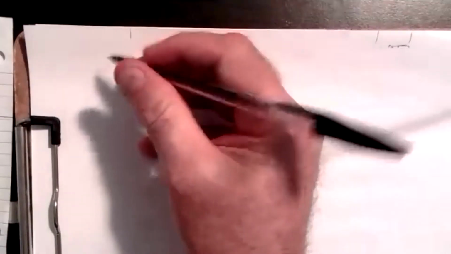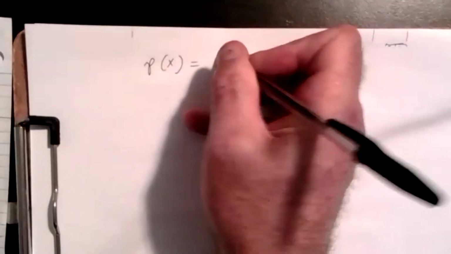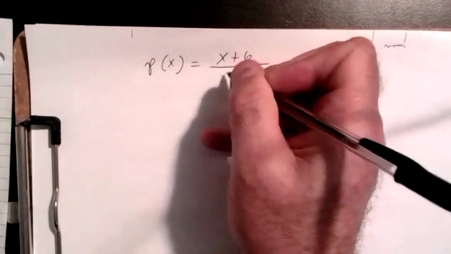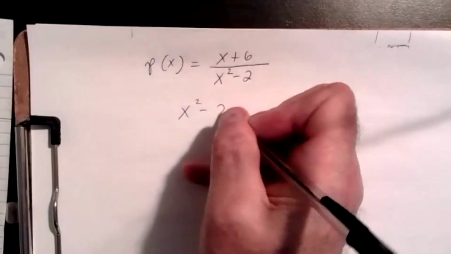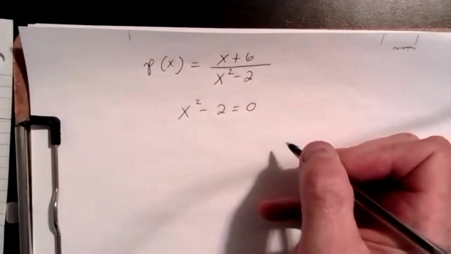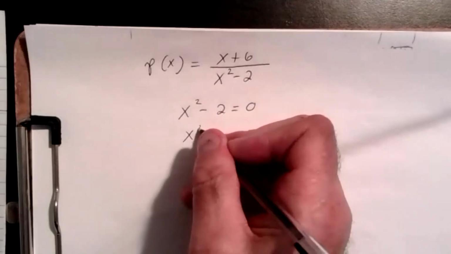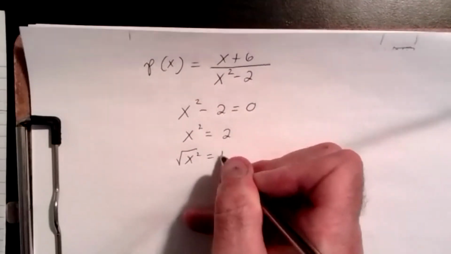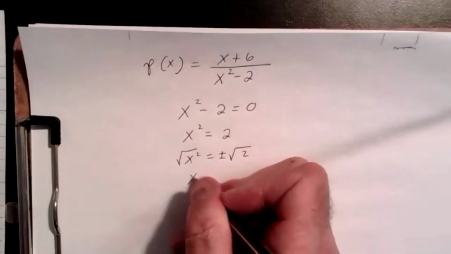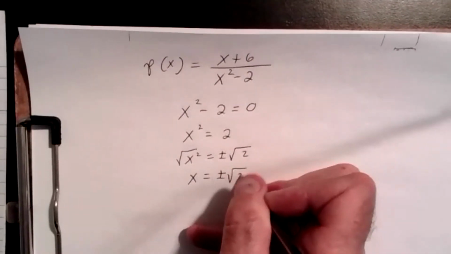How about this one here? What would be the domain of this function, p of x, which is x plus 6 over x squared minus 2? What would be the domain of this function? Well, we got to make sure the denominator never becomes what? 0. So let's set the denominator equal to 0. Solve for x squared by adding 2 to both sides. Take the square root of both sides. And we get x is equal to plus or minus the square root of 2.